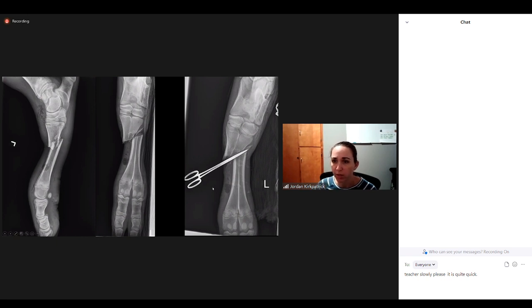So this one ended up being euthanized because it had a very poor prognosis with the open fracture and the infection. He also had a fever when he came in, so he was also systemically ill. So a lot of factors against him.